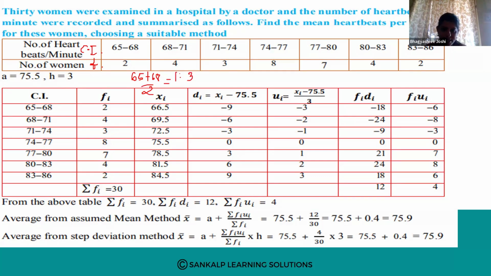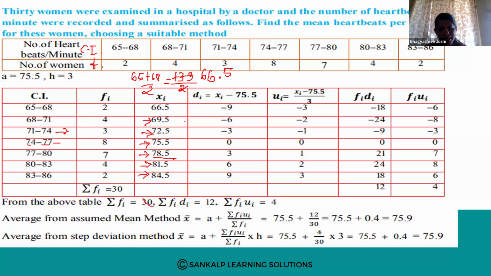133 divided by 2 is 66.5. Like that, 68 plus 71 divided by 2 will be 69.5. 71 plus 74 divided by 2 is 72.5. 74 plus 77 divided by 2 is 75.5. 77 plus 80 divided by 2 is 78.5. 80 plus 83 divided by 2 is 81.5. 83 plus 86 divided by 2 is 84.5. This is about the Xi.